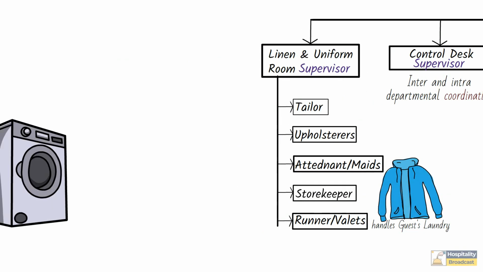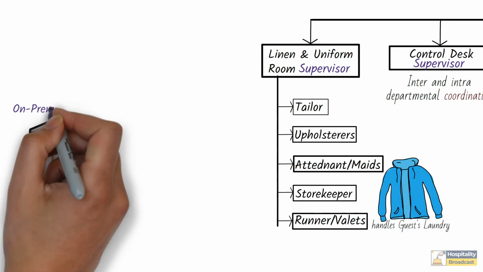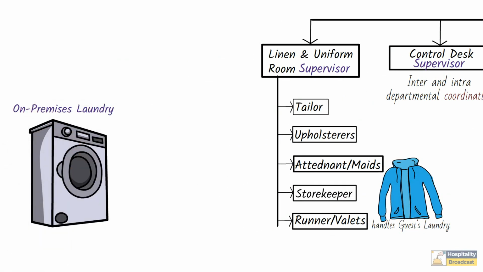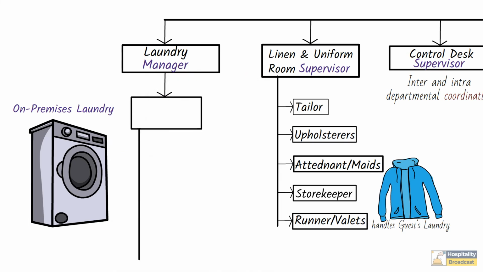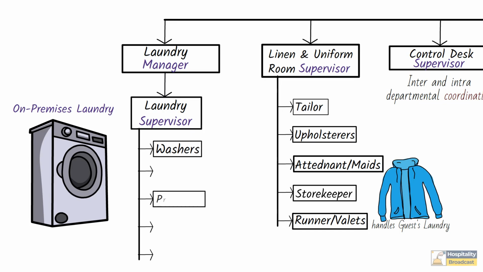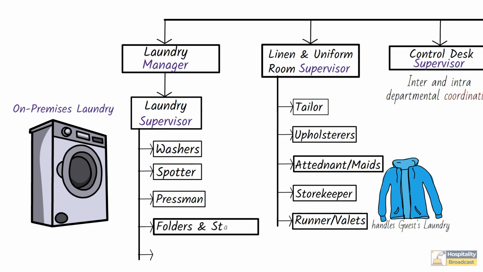If the hotel has its own laundry, it's called on-premises laundry, and it also comes under housekeeping. For laundry, we have a separate hierarchy. It is headed by the laundry manager, followed by the supervisor and other staff called laundry attendants, such as the washer, presser or ironer or pressman, spotter, for spotting and fixing stains on the clothes and linen, folder and stacker for folding and stacking all linen in the linen store, dry cleaners, etc.